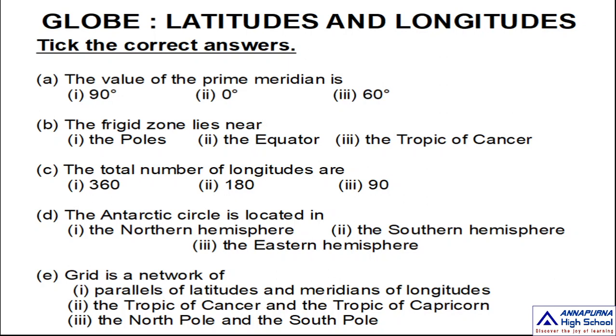and the western hemisphere. The Antarctic Circle is located in the southern hemisphere. Here it is located in the southern hemisphere.